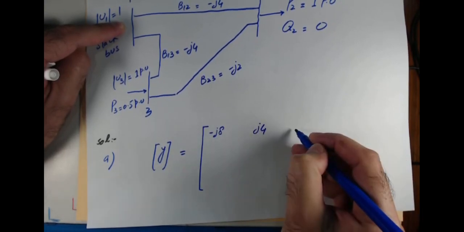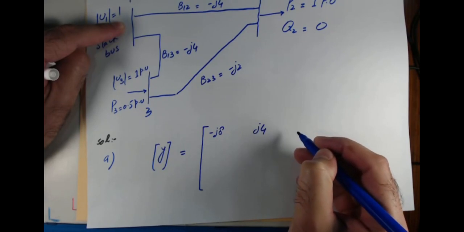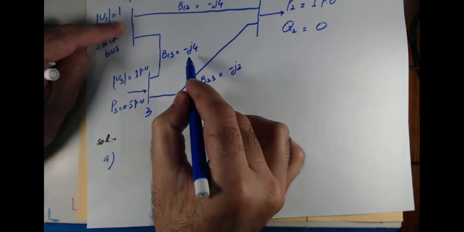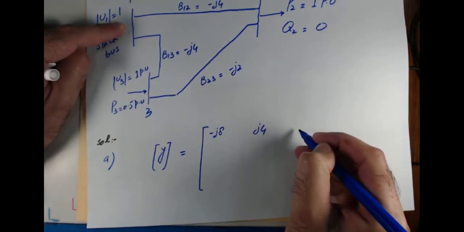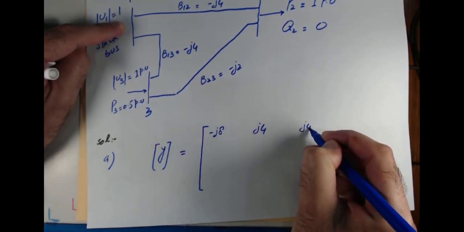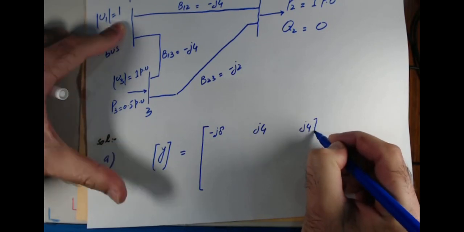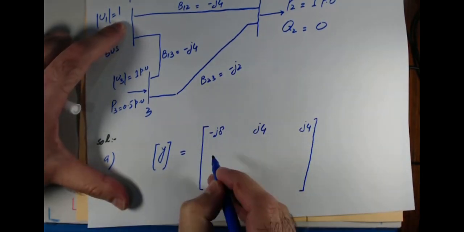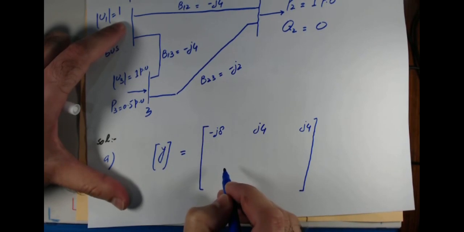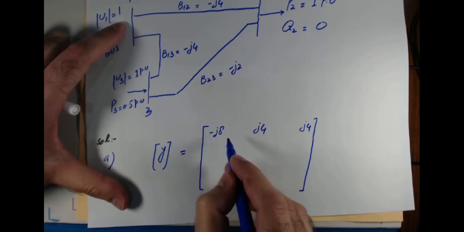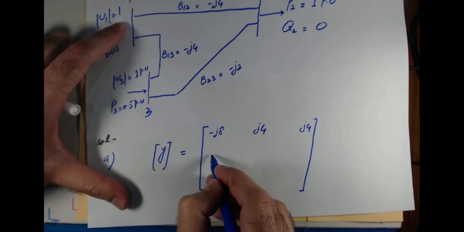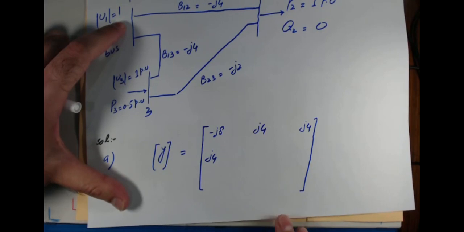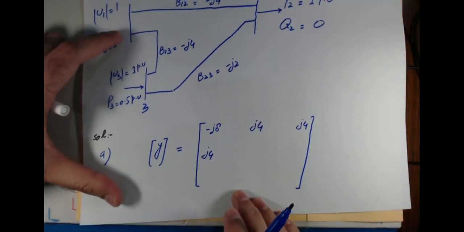Similarly, the third entry, which is Y13, will be equal to the negative sum of the admittances connected between bus 1 and 3, that becomes J4 again. And we know that this is a symmetrical matrix, meaning to say that Y12 will be equal to Y21, so that is again J4. You all know that. We have discussed it before quite in detail, and we even discussed the general form of the bus admittance matrix, but just to refresh your memory.